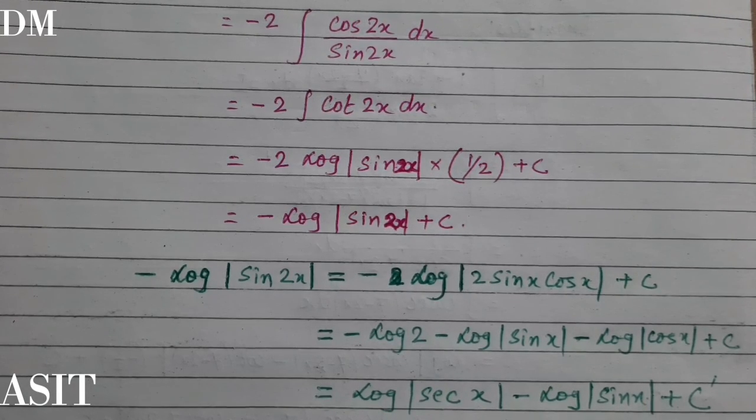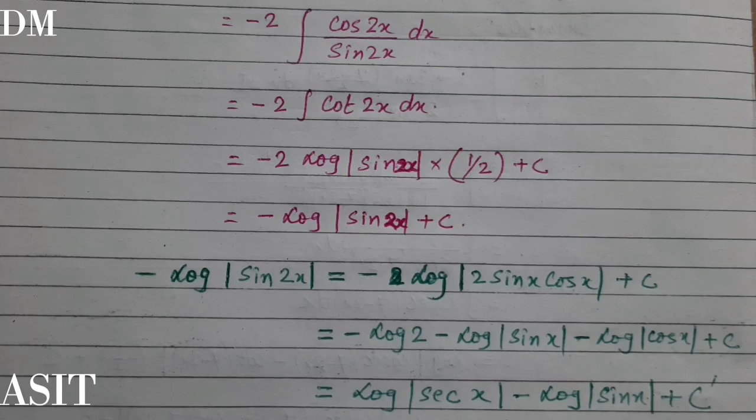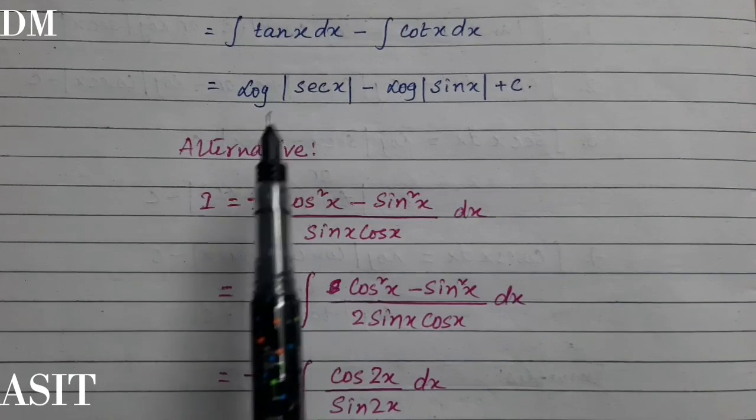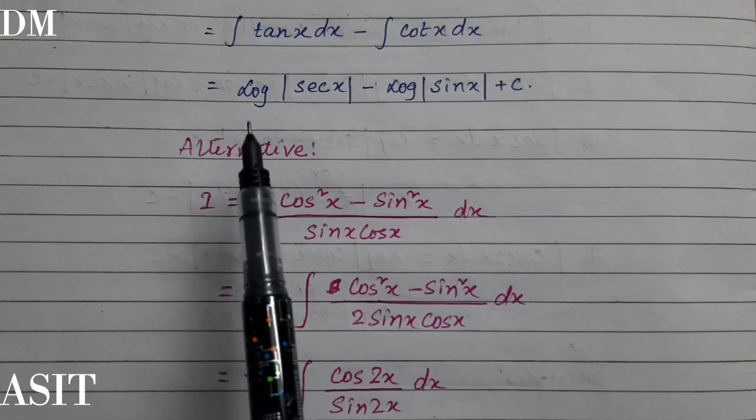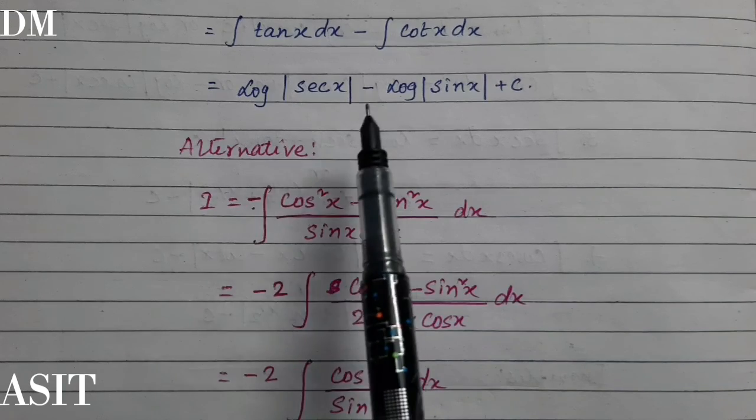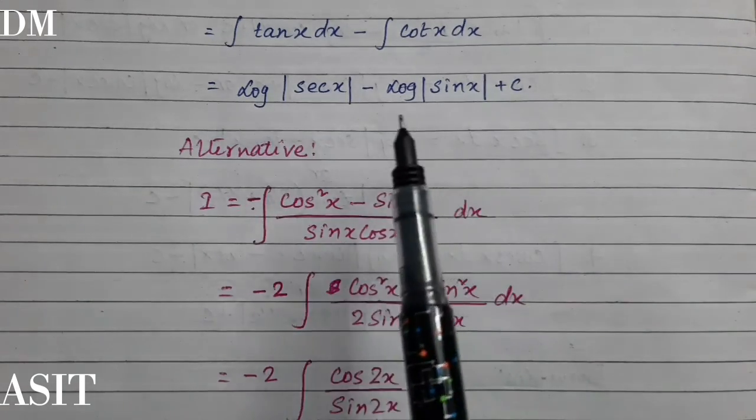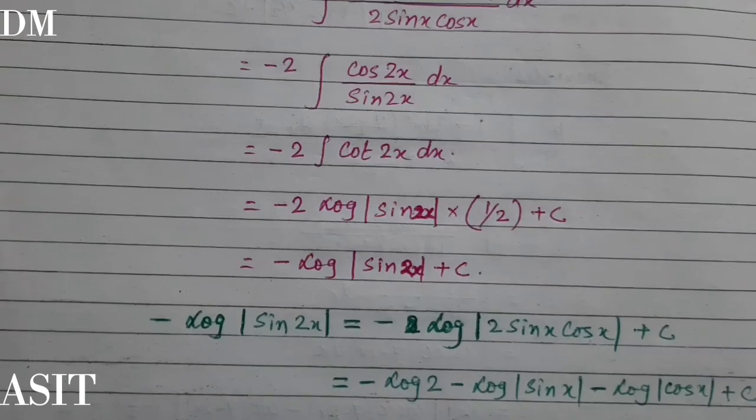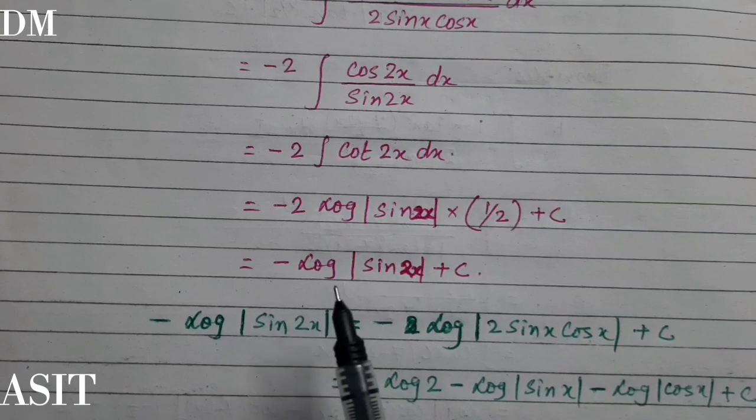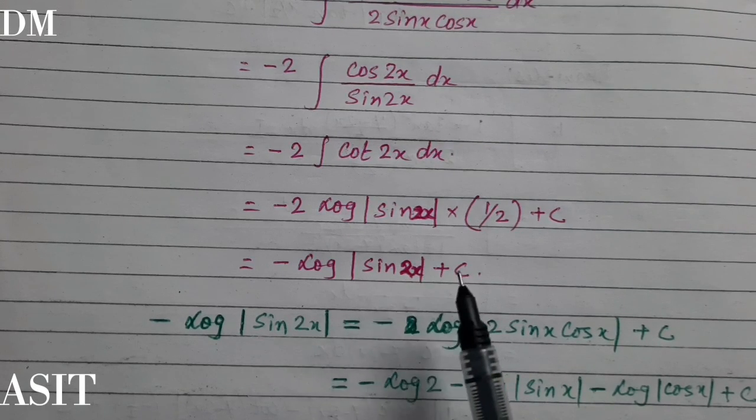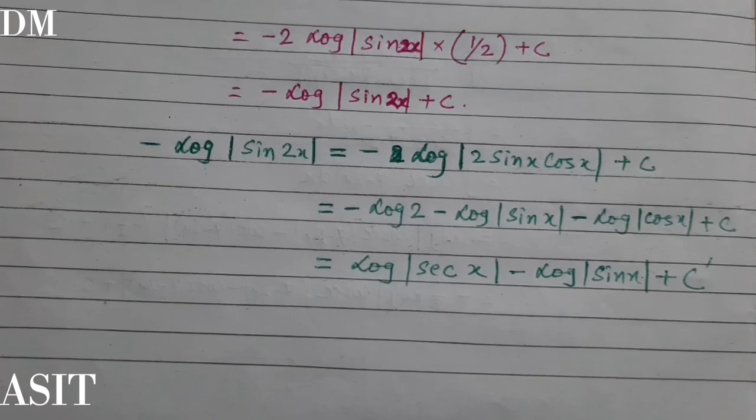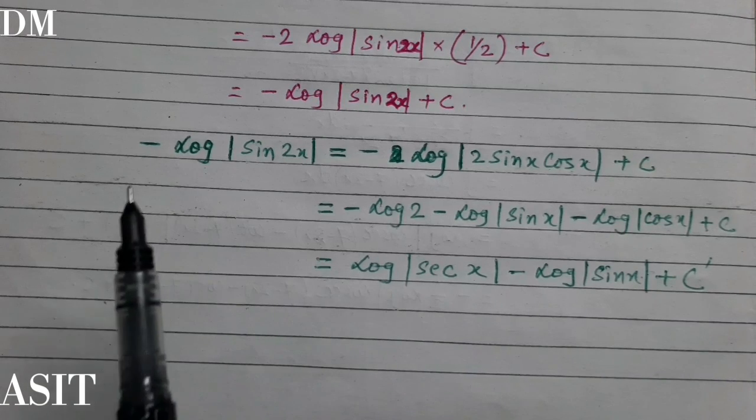So here we can see that there are two different answers. In the first method, we have seen the answer is log of mod secant x minus log sine x plus c. And in the second method, the answer is minus log of mod sine 2x plus c. Now you must be thinking what can be the correct answer. But here both the answers are correct. In fact, both the answers are the same.